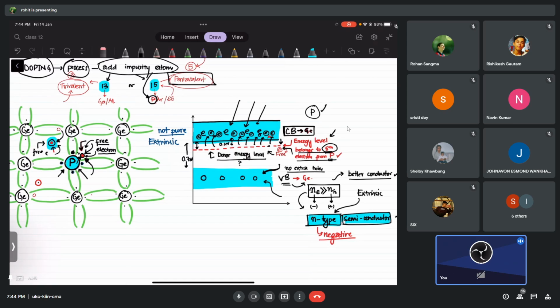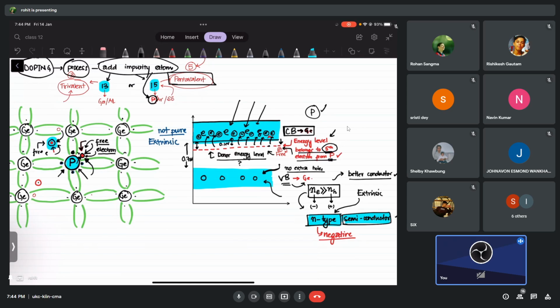So tell me, what is doping, guys? Quickly, all of you answer. Process of adding impurities to whom? Pure semiconductor, germanium or silicon crystal, right? Why do we do it? To increase conductivity. Very good. Or let's say to increase the number of free charges or charge carriers.